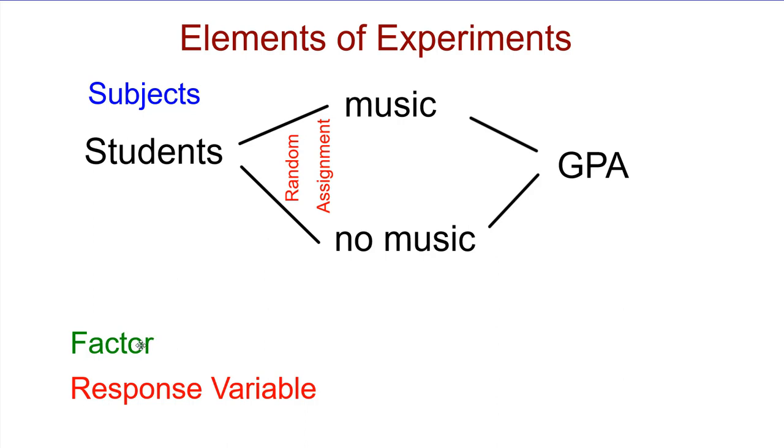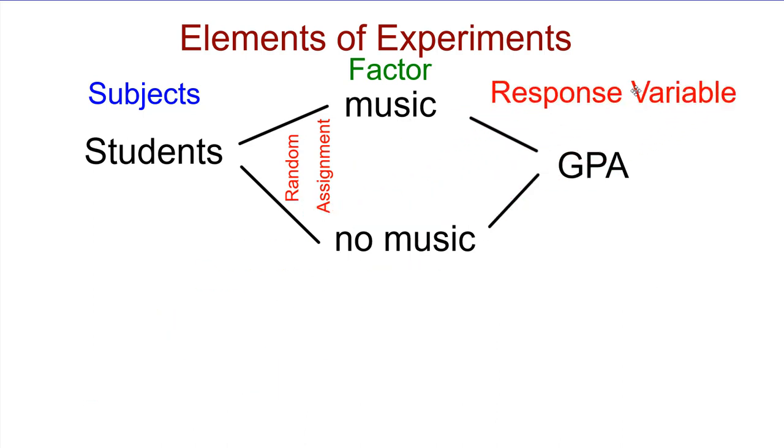The factors are going to be our treatment groups, and the levels of the factors will make up our treatment groups. So music or no music, those are the factors, or that would be the factor. And the different levels, there would be two levels, music or no music, right? And then the response variable is what we're measuring. In this case, it would be academic performance, like GPA.